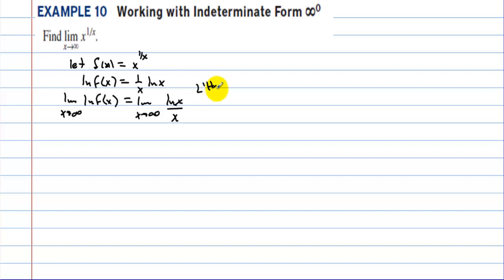Here we can do L'Hopital's rule. We have limit as x approaches infinity of 1 over x, and then just over 1. And that's equal to 0. The answer, however, is not 0.